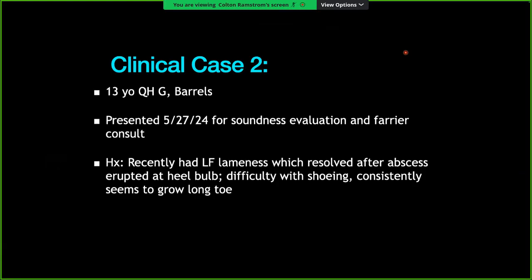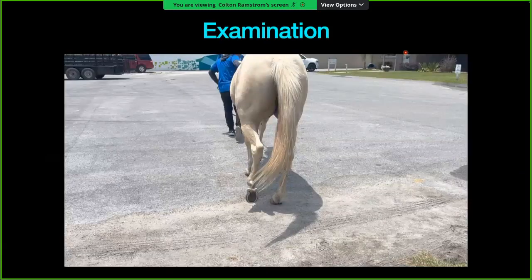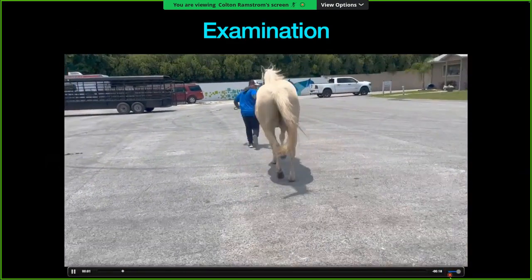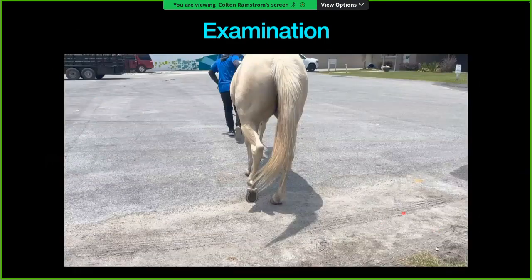History was recently seen for a left front lameness, which resolved without any significant treatment after an abscess blew at the heel bulb. But they've been having some continued difficulty shoeing, and the horse seemed to consistently be growing a long toe. This is an interesting case. There's a few different things going on, so we'll get to go through this together.